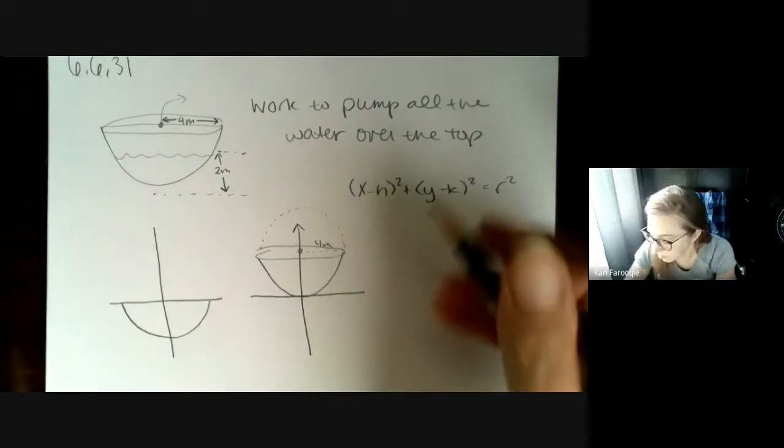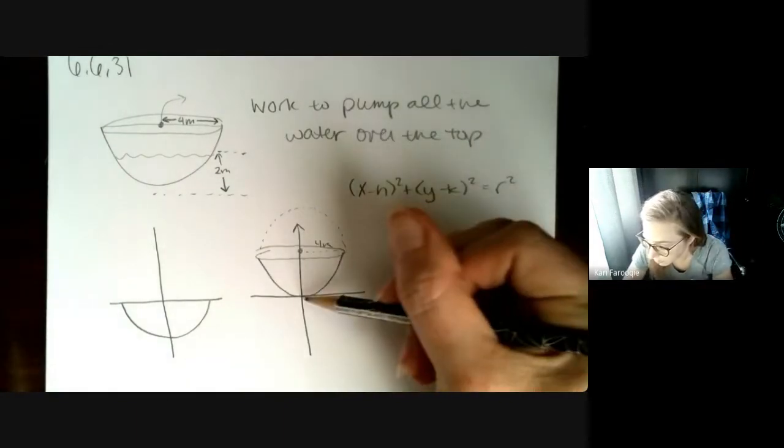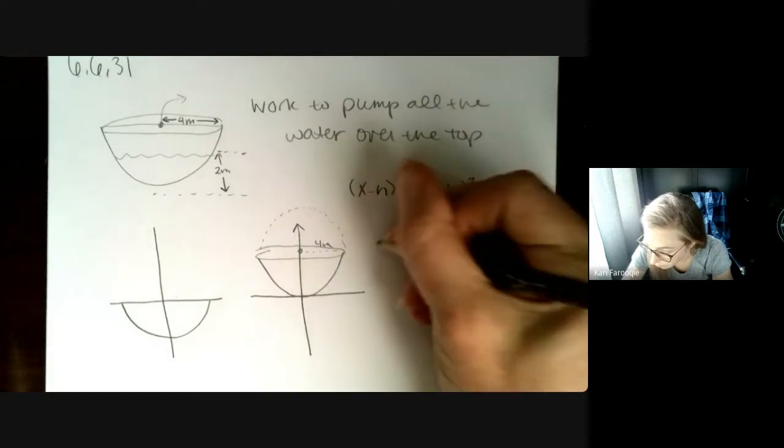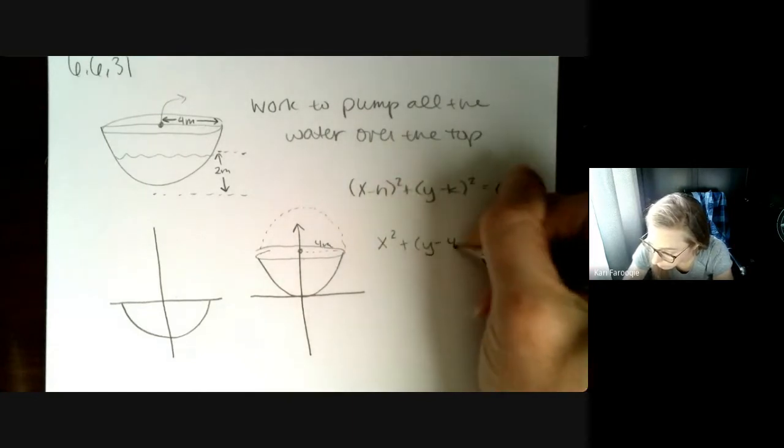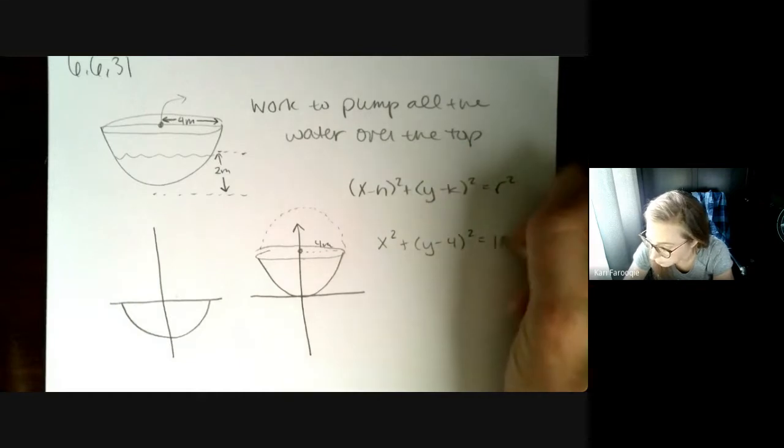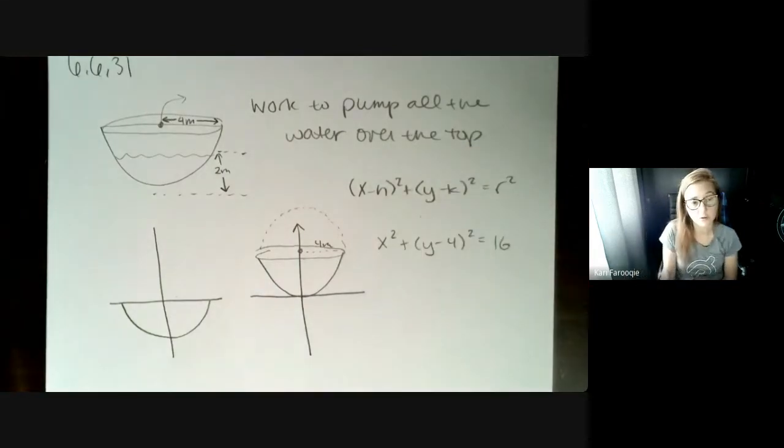In this case, your center would be (0, 4). So you would have x squared plus (y minus 4) squared equals, and then your radius is 4, so the radius squared would be 16. And then what we're going to do is solve for x to get an equation in terms of y so that we can use this.